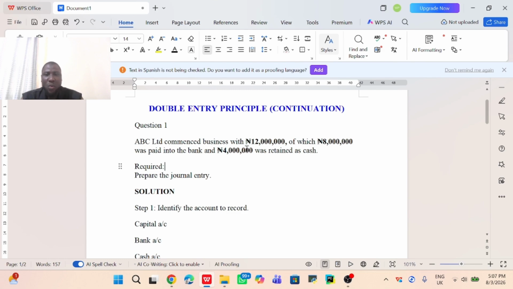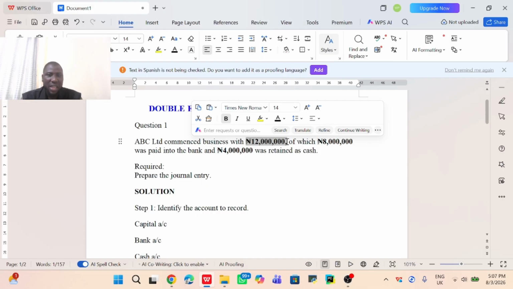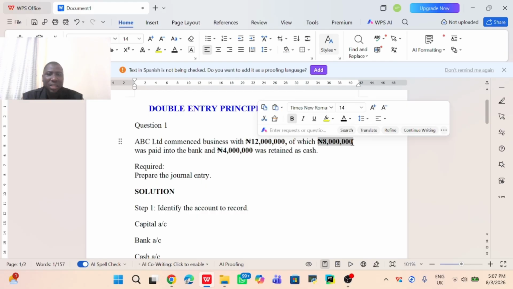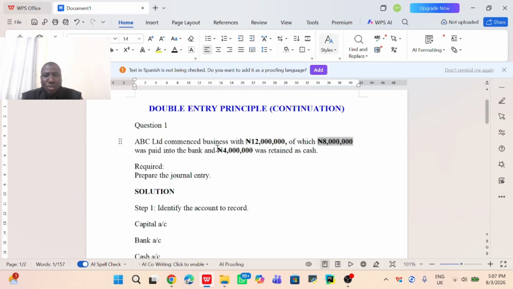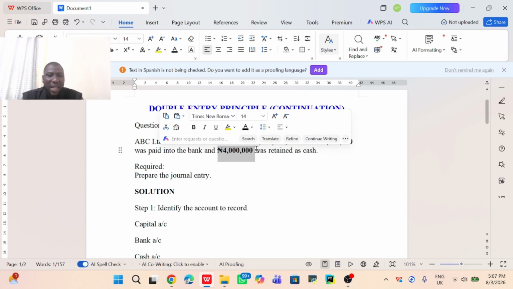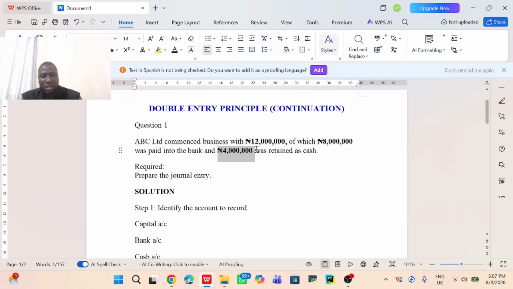Please, do you understand? What I'm trying to say here is that you start a business with 12 million naira. That is your capital. It will be credited. Out of that 12 million naira that you want to use to start your business, you sent 8 million naira into your bank account. The bank received it. That is why you debit your bank. Now, you retained 4 million naira as cash. You now hold 4 million naira like this as cash. That means you debit your cash too. Your cash increases, right? That is why we debit our cash.